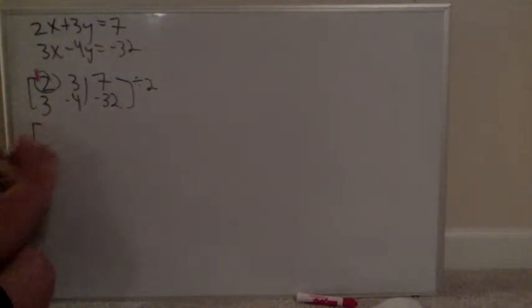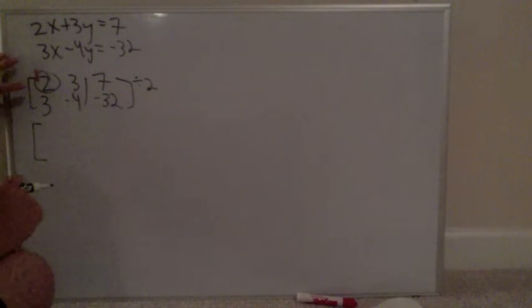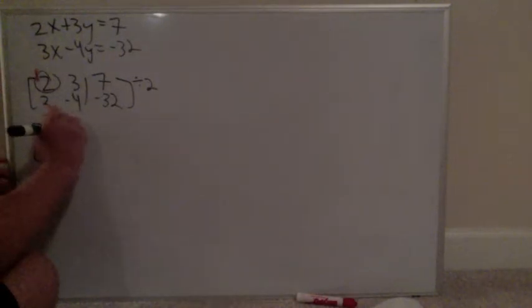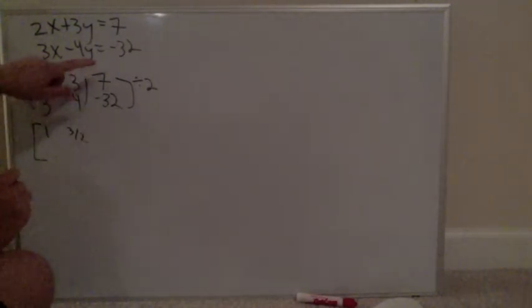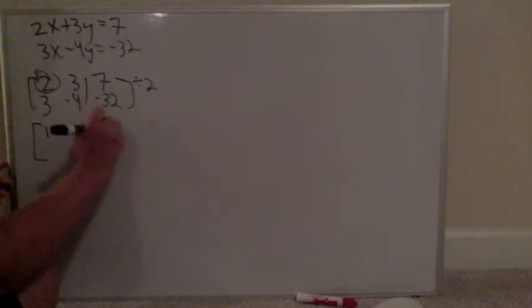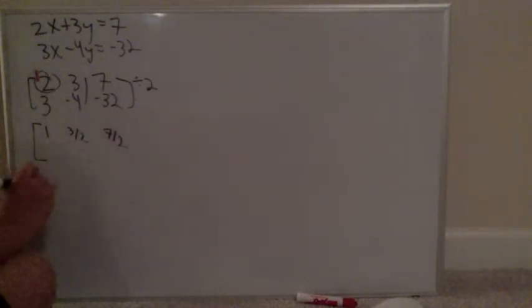So our new top row will be 2 over 2, that's 1. 3 over 2, that's 3 halves. 7 over 2, that's 7 halves. And then this second row here will just stay the same.